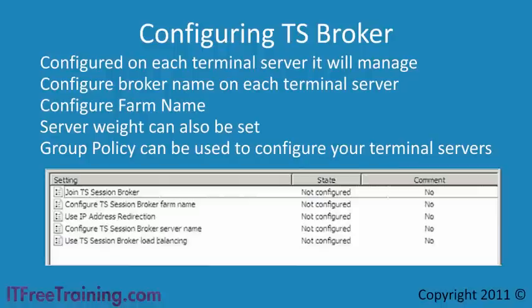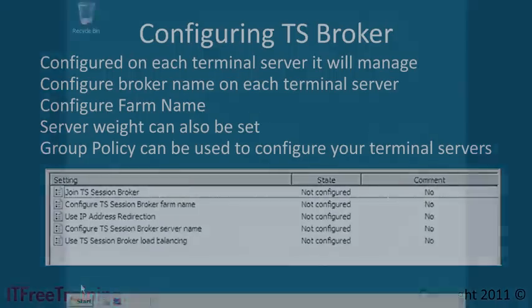As you can see here, you can configure a lot of settings for TS Broker via Group Policy. If you want to change the weight of the server, you still need to do this locally. If you have a lot of servers in your farm, using Group Policy is the fastest and easiest way to configure the TS Broker on them. Let's have a look how to configure a terminal server to use the TS Broker.